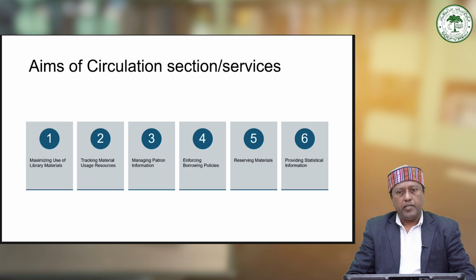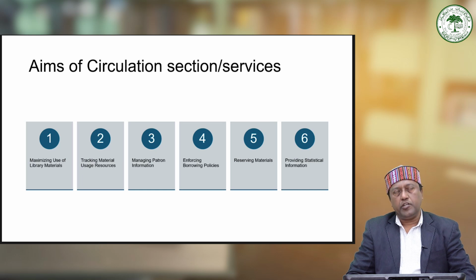So basically the primary goal here is to ensure that the library material is utilized to the fullest extent by the patrons or the users. So this involves implementing proper procedure systems for charging and discharging.